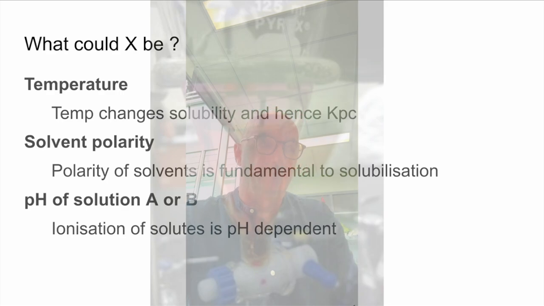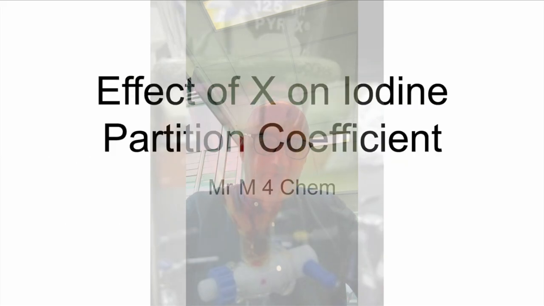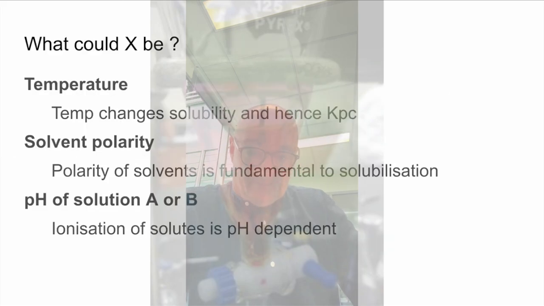Let's have a look. What could X be? Because I'm talking about the effect of X on the iodine partition coefficient. The classic one to do will be temperature. Obviously, at higher temperature, you'd expect more to go in. You might be wrong. And at lower temperature, less will go into solution. You can look at change temperature, 5 different temperature values. Do it in triplicate. You're on the way to a fantastic IA.